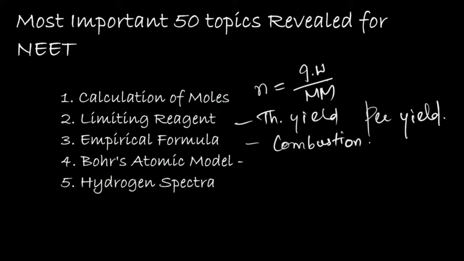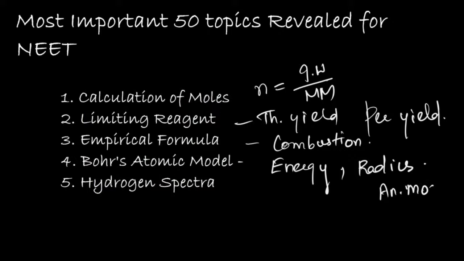Okay, the next one is the Bohr atomic model, which is from atomic structure. The first one, you can expect energy-related questions, radius-related questions, how you can find the radius of the nth orbit. And angular momentum, mvr is equal to nh by 2π. So angular momentum-related questions you can expect from this. And you can expect to calculate the energy levels in a hydrogen atom, or determine the wavelength of an emitted or absorbed photon.